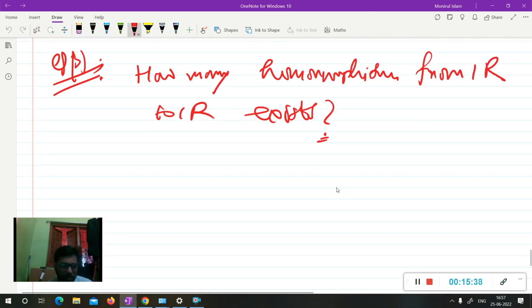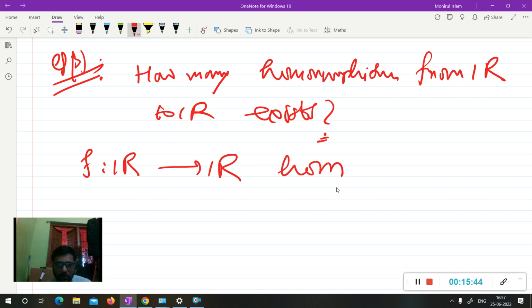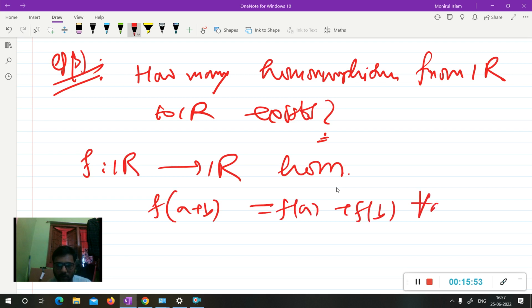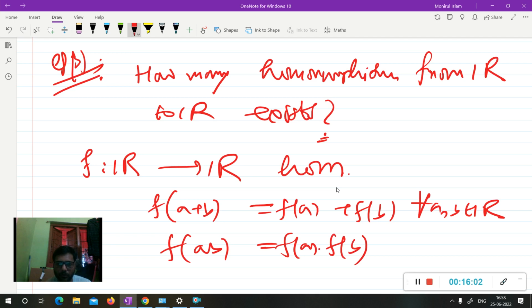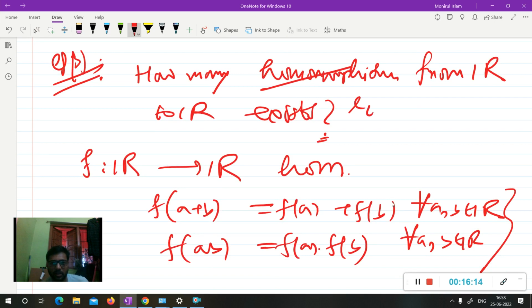It's very easy. Now, suppose f from R to R is a homomorphism. Then what is the property? The property implies f of a plus b will be fa plus fb for all a, b belonging to R, and the second property is f of ab will be fa into fb for all a belonging to R. This is not a homomorphism, it's a linear transform. I'm writing it wrong, sorry. It's a linear transform. How many linear transforms exist from R to R?